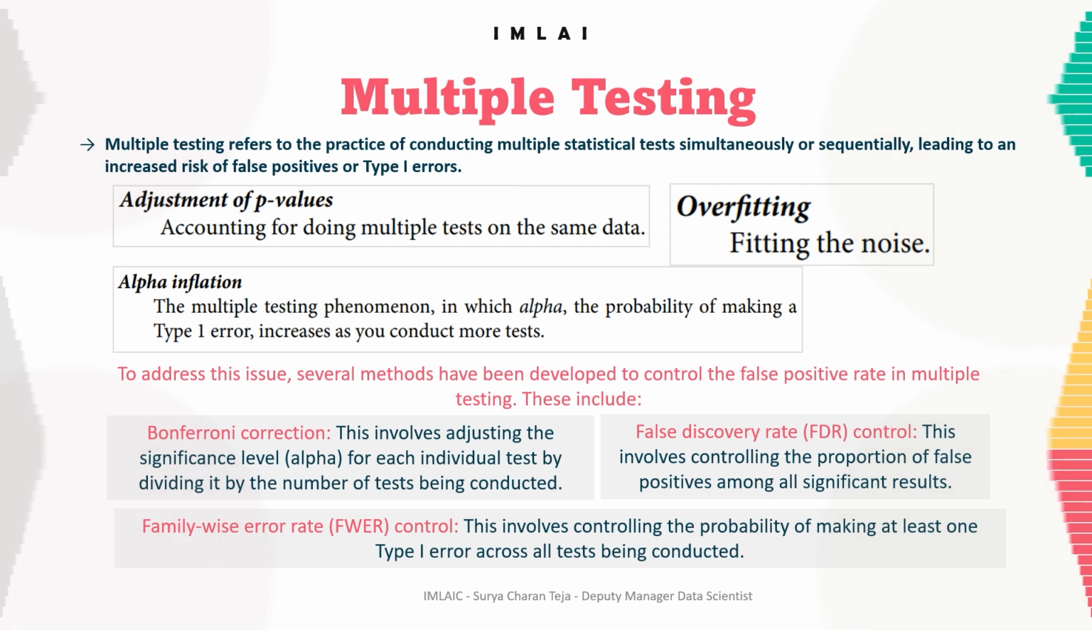It depends upon the situation. If you have a huge number of features, then you can go for the FDR, false discovery rate. If you have few, that's the family-wise error rate control.